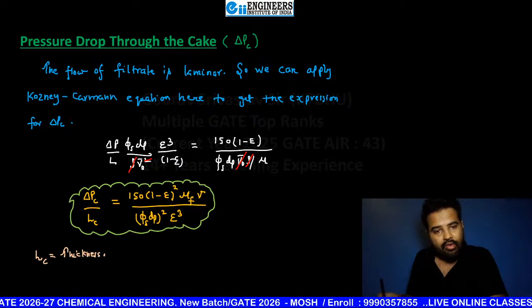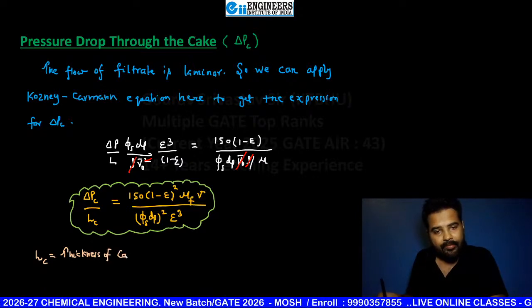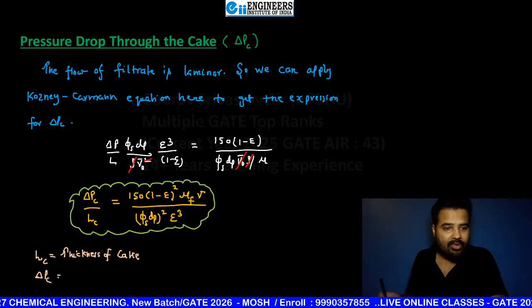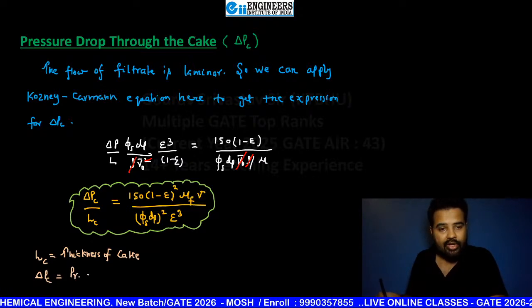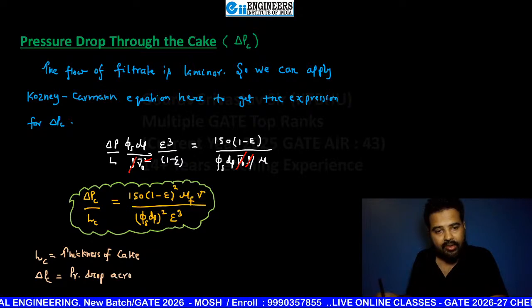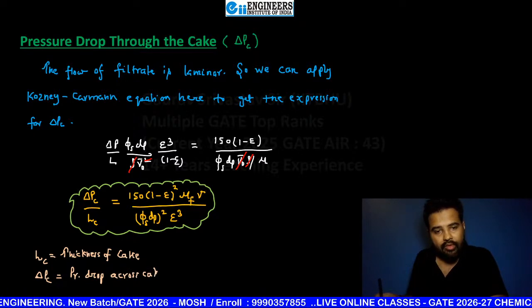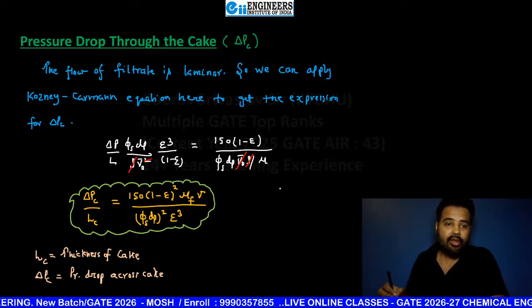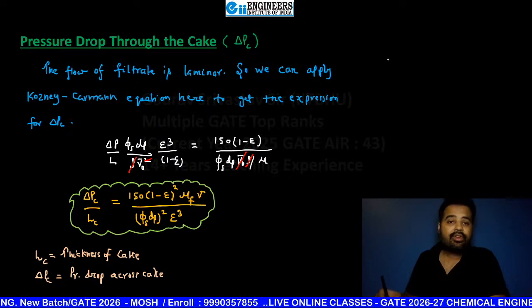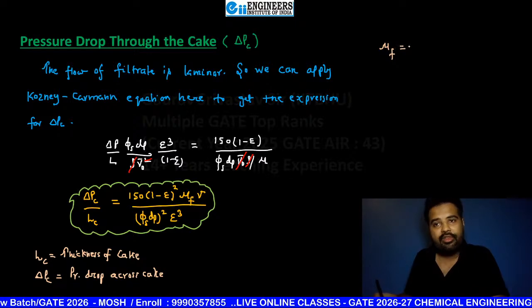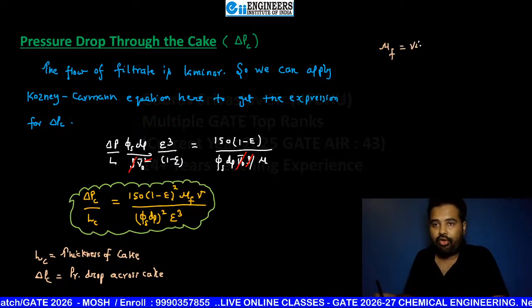Thickness of cake. What is delta PC? Delta PC is pressure drop across cake. Okay, very good, beta. And next one is mu f. So what is mu f? Mu f is viscosity of filtrate.